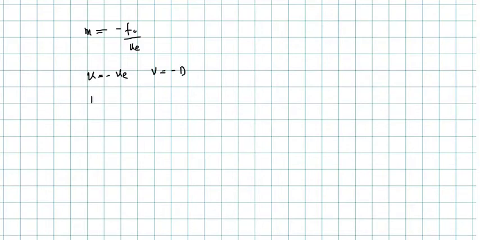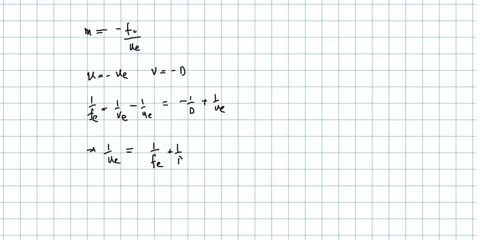So using this relation, 1 by f_e is equal to 1 by v minus 1 by u_e. We can write this as 1 by minus D plus 1 by u_e. So 1 by u_e is equal to 1 by f_e plus 1 by D.